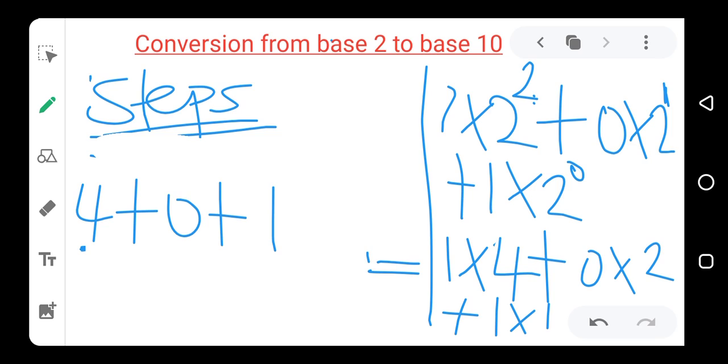4 plus 0 is 4. And 4 plus 1 is 5. So we have 5 in base 10. If it is base 10, we can leave it. We can decide not to write 10. Normally, we can write base 10 to show that it is base 10. But if it is in base 10, we normally leave the base. So we just write 5. So 5 is the answer.